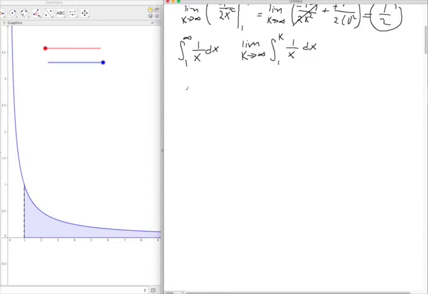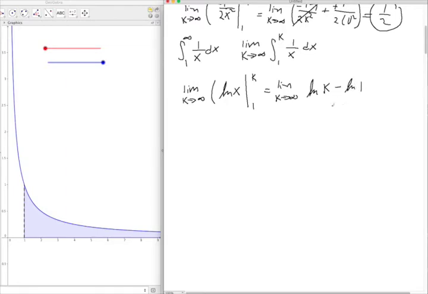So right now what I have is this. When I evaluate the integral, I have the limit as k goes to infinity of the natural log of x evaluated from 1 to k. Now you should start to see the problem with this already. This becomes the limit as k goes to infinity of the natural log of k minus the natural log of 1.